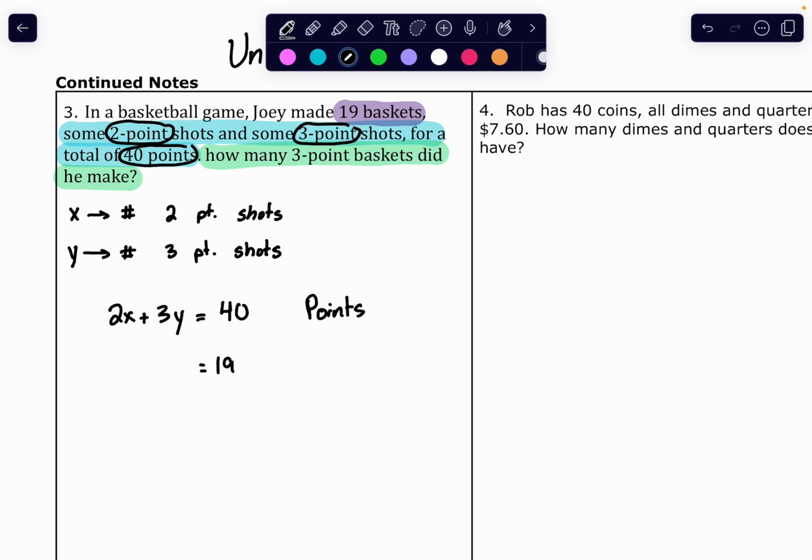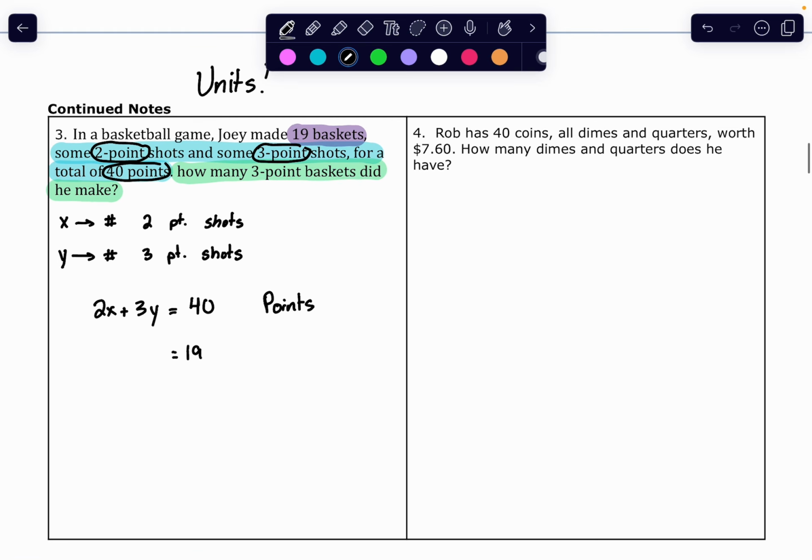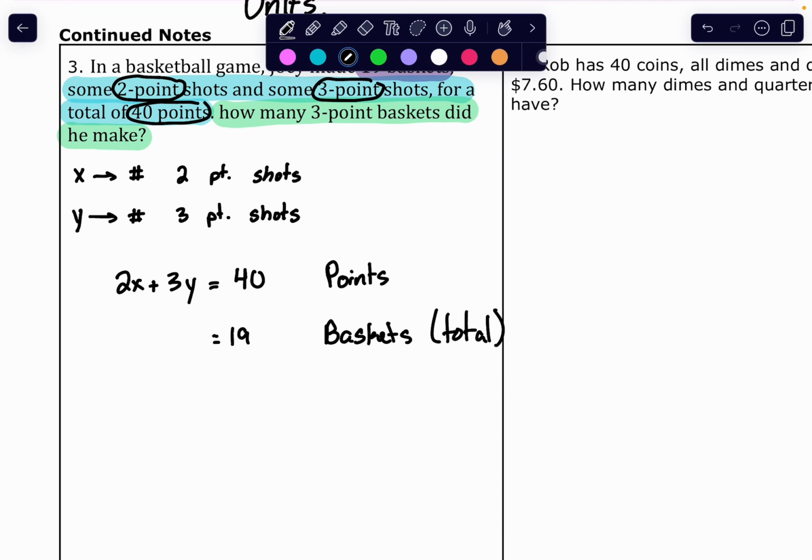If I were to classify this second equation and give it a name, I would say the number of baskets, right? Well, baskets can be broken down into two things, right? 2-point shots and 3-point shots. That's the total amount of shots. So when they don't give you any other information like that, normally that means it's going to be X plus Y, right? The number of 2-point shots plus the number of 3-point shots equals the total amount of shots.